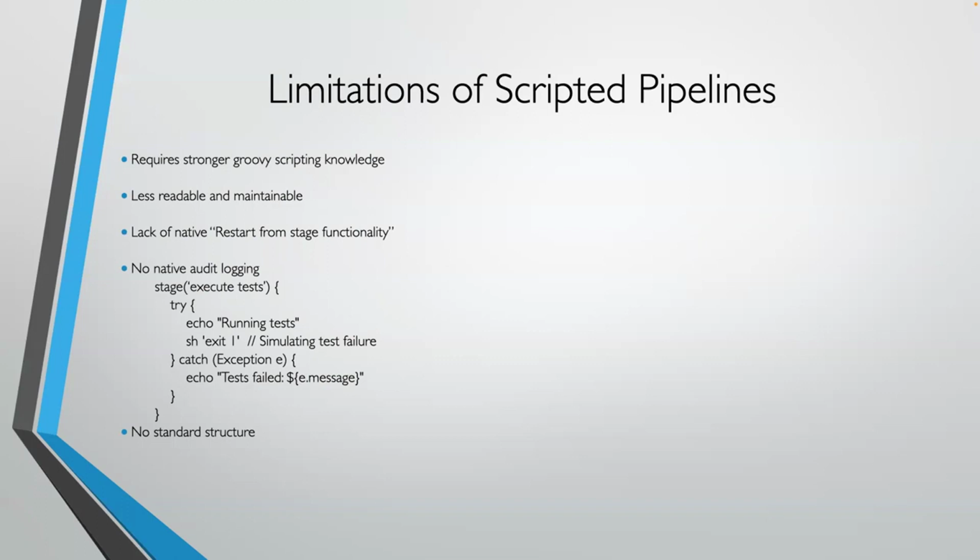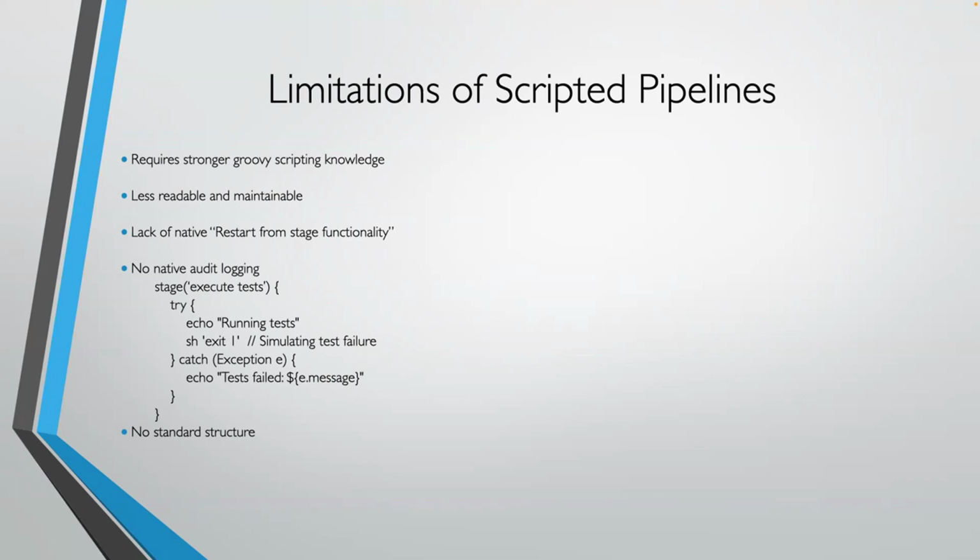Generally speaking, whenever you are writing a scripted pipeline code, you need to have stronger Groovy scripting knowledge. This doesn't follow a very simple pipeline script. So this is not going to be very easy, especially for people who are completely new to Jenkins, isn't it? And then whenever you are writing scripted pipeline code, since you are going to write a lot of complex scripting, it will actually make your pipeline code less readable and less maintainable, isn't it?